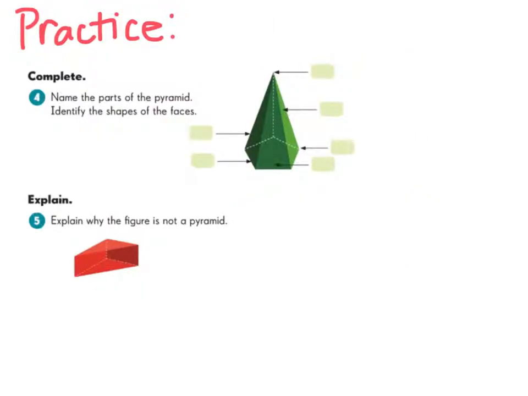Now practice what you've learned about pyramids. In number 4, please name all the parts of the green pyramid. Identify the shapes of the faces as well. And number 5, please explain why this figure cannot be a pyramid. Press pause, and when you come back, we have yet another idea to explore.